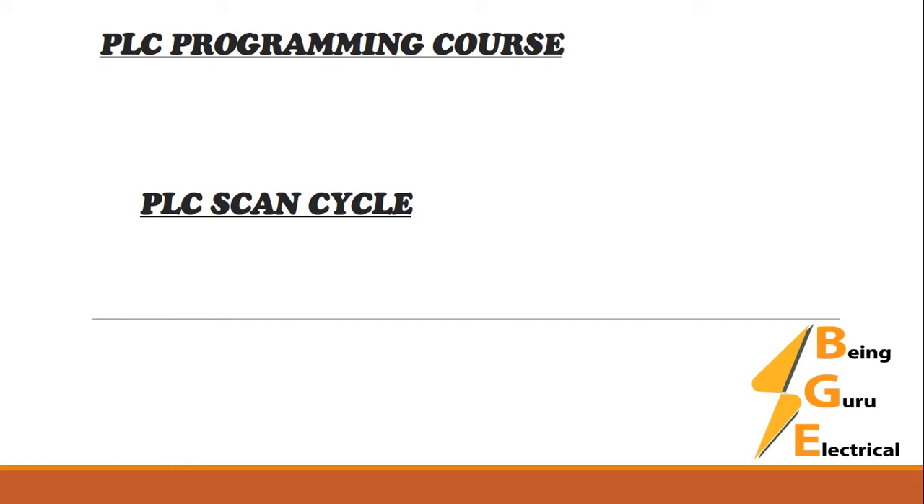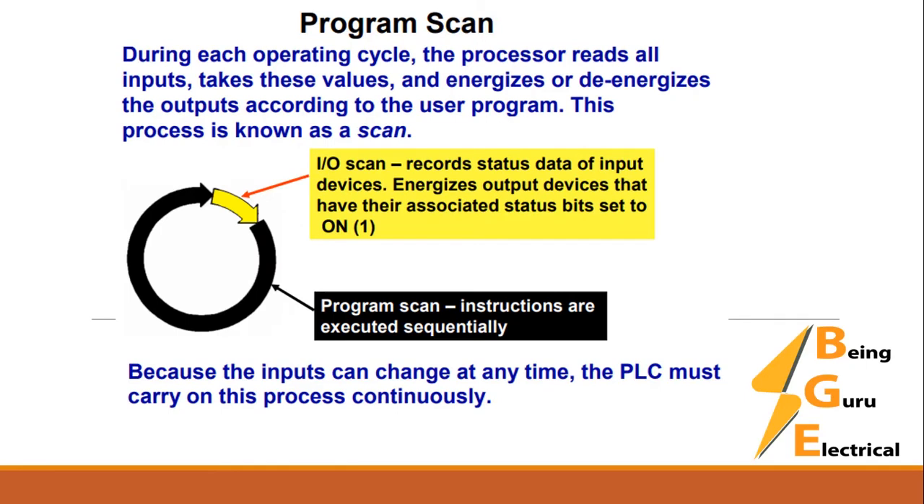Today we'll discuss the PLC scan cycle. So let's start it. During each operating cycle of the PLC, what is the operating cycle of the PLC? Reading the input, executing the program based on the input, and giving the output. So this is the operating cycle.